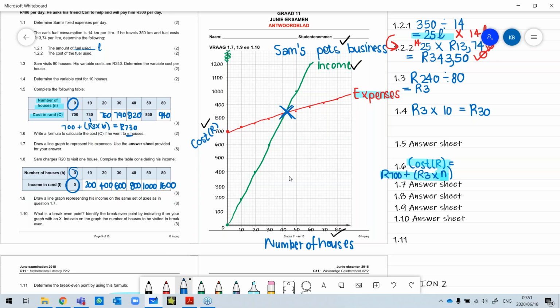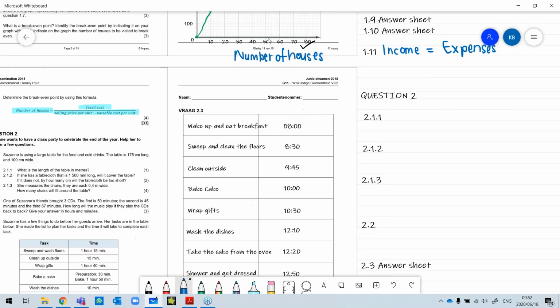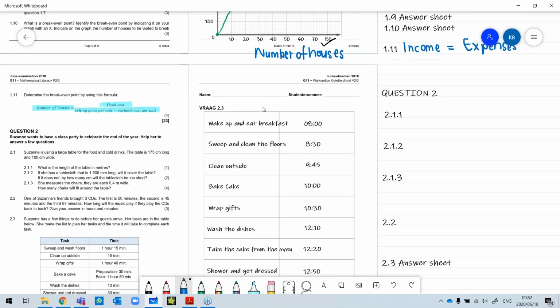And my break-even point is where my income equals my expenses. So that is the point where your business, or Sam's business rather, is not making a profit nor making a loss. His income and his expenses are equal, the same. So that is a break-even point. Okay, we've also identified or labeled it on our graph now. So let's continue with question 1.11.